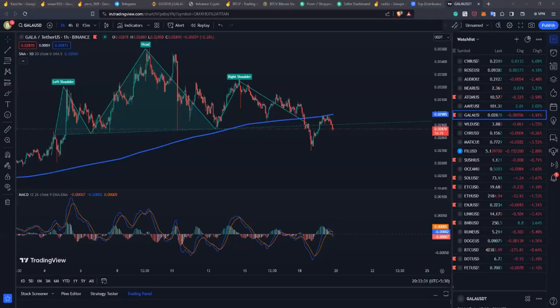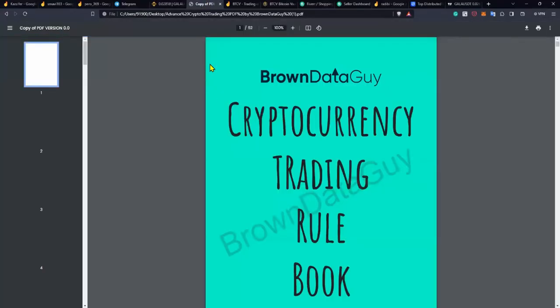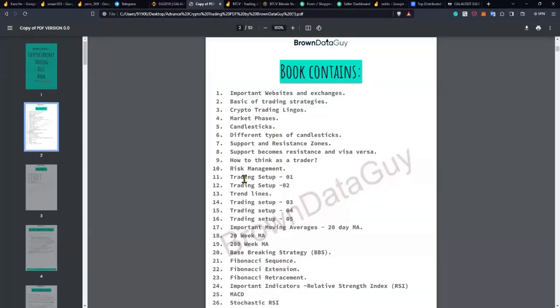In the previous class, we discussed different topics. Let me see. I think we have discussed up to here, till trading setup 01. We discussed what risk management is, how to think as a trader, and of course, we also talked about support and resistance and everything. And we talked about trading setup 01.